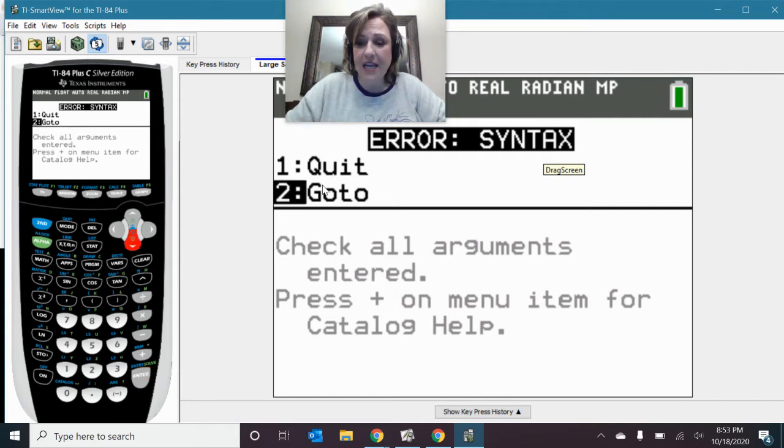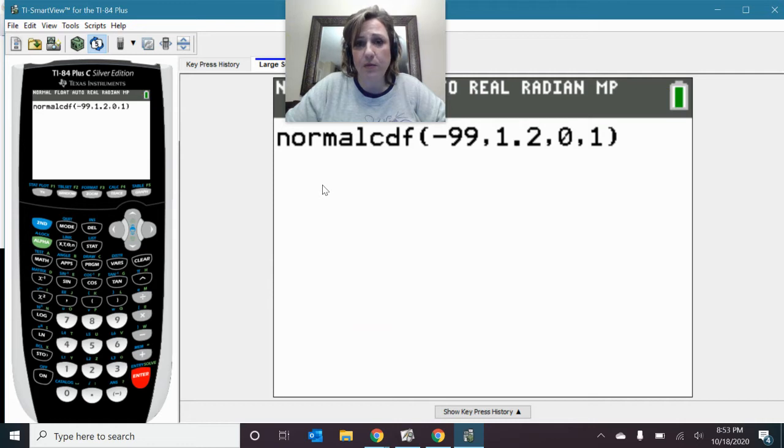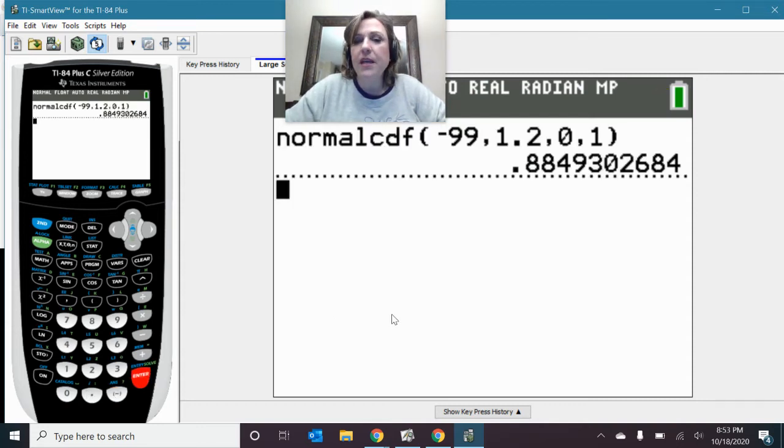If I have an error like this, I always go to it because I want to see what the problem is. Oh, I put a minus sign instead of a negative. Okay, let me put a negative. There we go. Now it should do it.